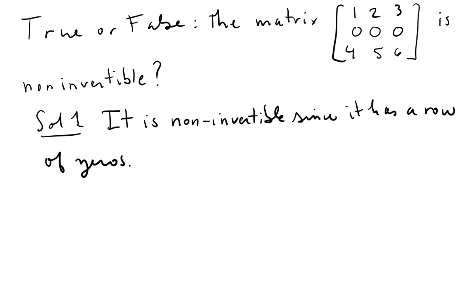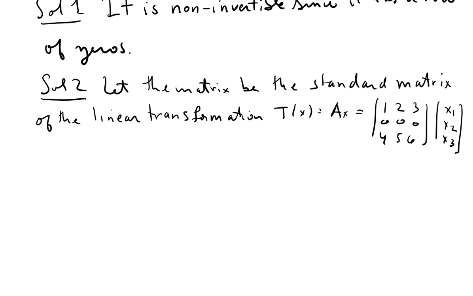Maybe it's less obvious at first, but once you get used to using linear transformations to justify things which involve matrices, it's actually pretty cool, and it gives you, again, a geometrical insight into this problem. So let the matrix be the standard matrix of the linear transformation T of x equals Ax.